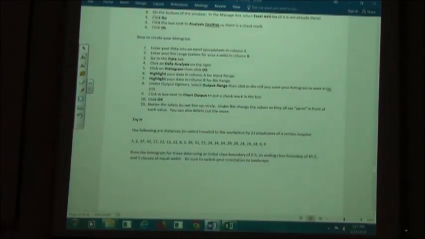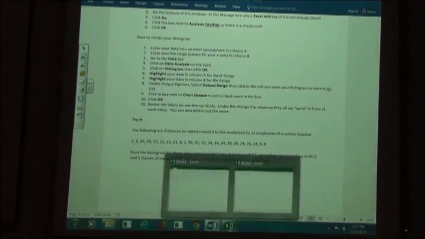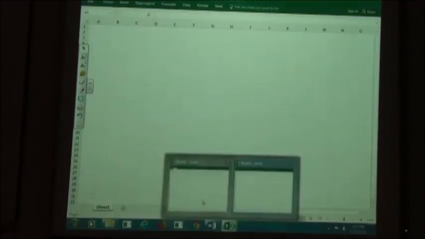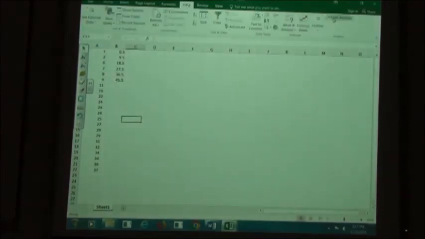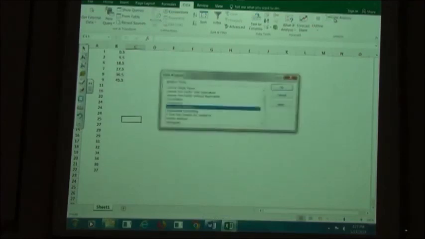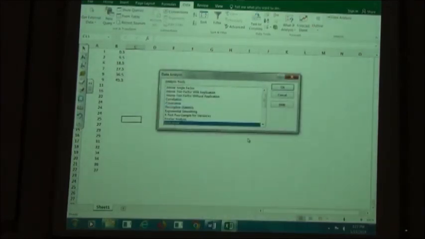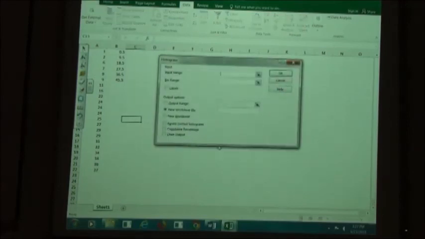And then go to the data tab, click on data analysis, find the one that says histogram. So back over here on my Excel spreadsheet, so on the data tab at the top, data analysis, and then you gotta scroll down, well, you probably don't have to scroll, it's down on the bottom, we're doing histogram, hit OK.